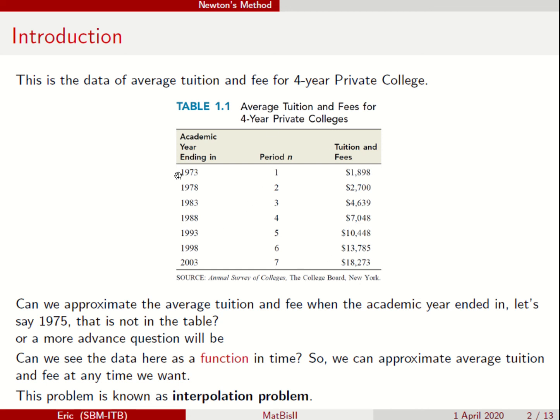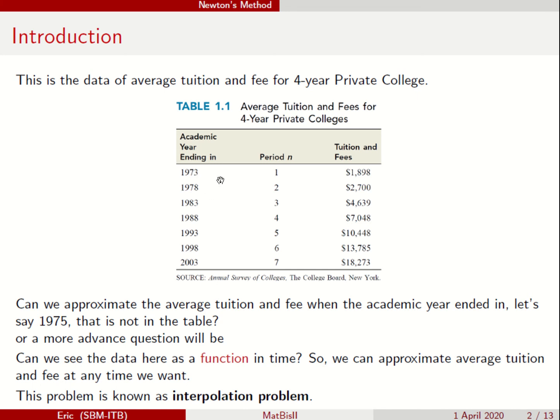Academic year ending in 1973, and the tuition fee is this. You can ignore this part. So I have the data such as, in 1973 the tuition fee is 1,800. In 1978 I have 2,700 and so on. So the question is, can we approximate the average tuition fee when the academic year ended in, let's say, 1975? That is not in the table.